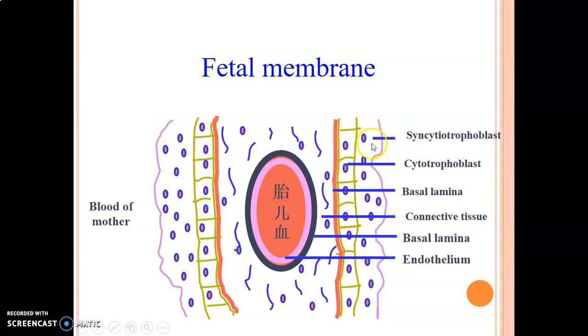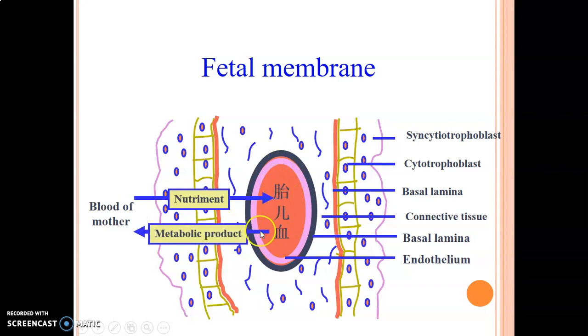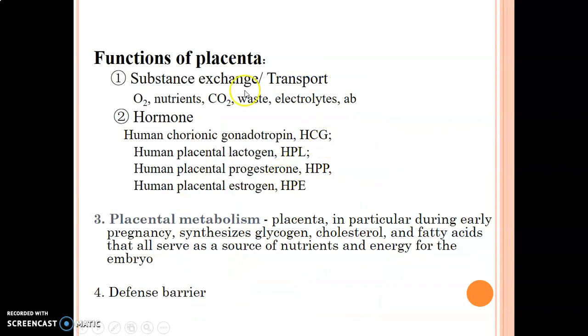You can see syncytial trophoblast here, the cytotrophoblast here. They're lying on a basal lamina. Then there's connective tissue separating them from the blood vessels. And these blood vessels are lined by endothelium lying on their basement membrane. So this is the maternal blood bringing nutrients to the fetal circulation, and you have products of waste of metabolism from the fetus into the maternal circulation.